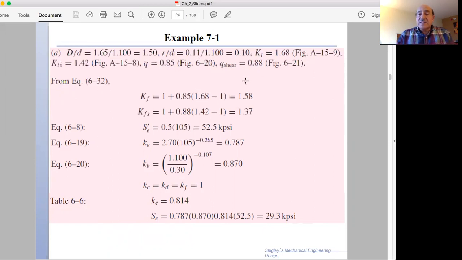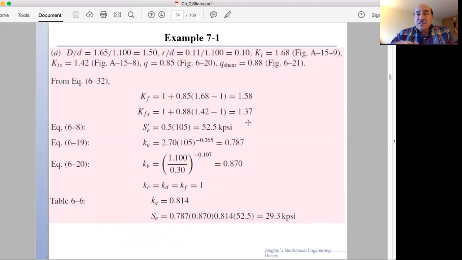So these are the two figures that can give us the notch sensitivity factors on the tension or axial loading and under shear. Once we get those, then we can convert the stress concentration factors. As you can see here, from 1.68, it comes down to 1.58 on the fatigue. So the stress concentration factor on the fatigue is more forgiving as compared to the steady load. And the same thing for the shear in here. So we did now, we got the stress concentration factors.